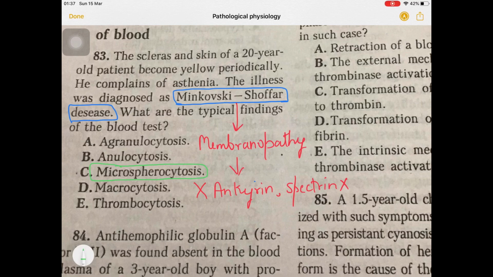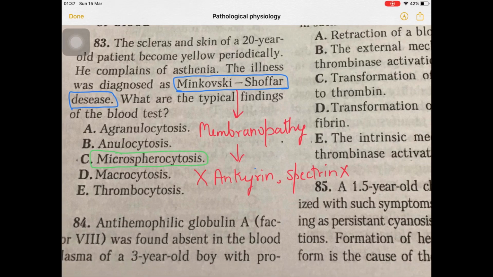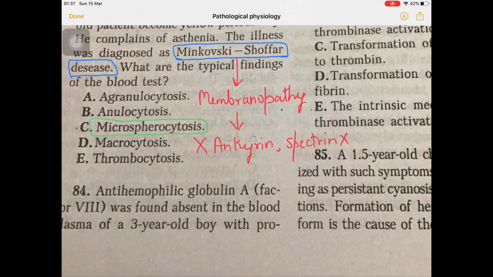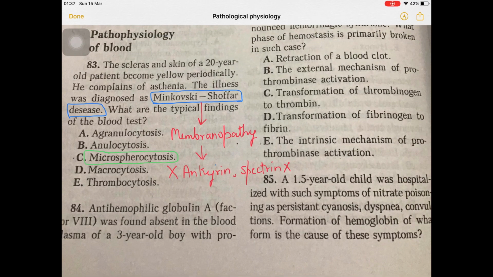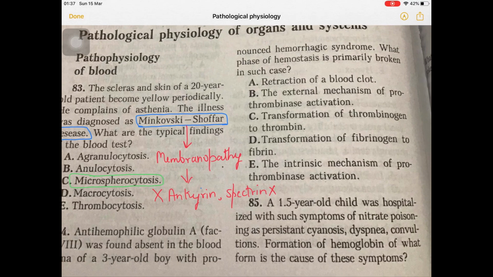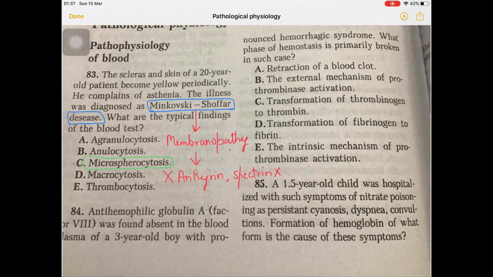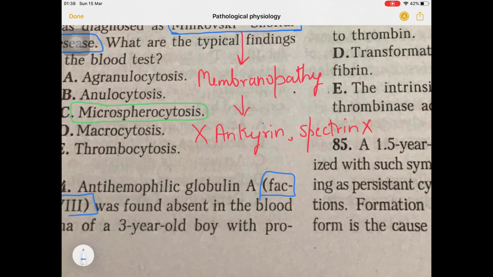Now if we talk about question number 84, they are talking about anti-hemophilic globulin A, factor number 8, which was found absent in the blood plasma of a 3-year-old boy with pronounced hemorrhagic syndrome. What phase of hemostasis is primarily broken in such a case? Factor number 8 deficiency, what can I say about that? Factor number 8 deficiency leads to hemophilia A.